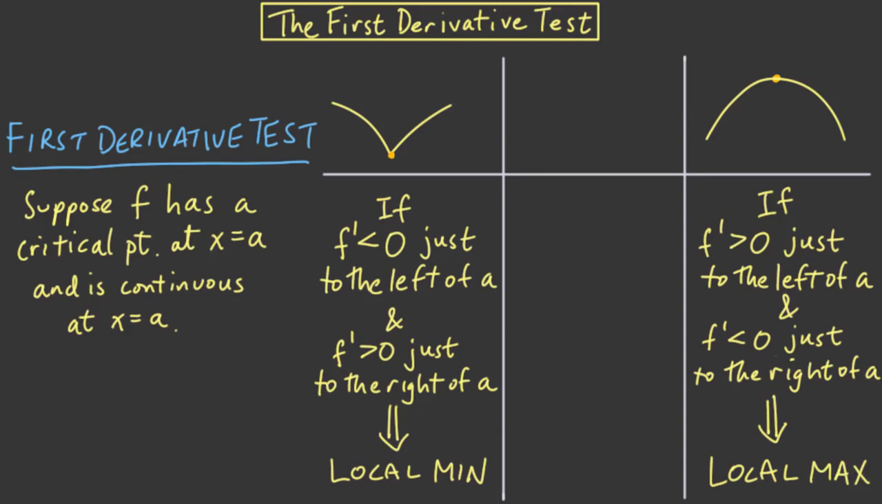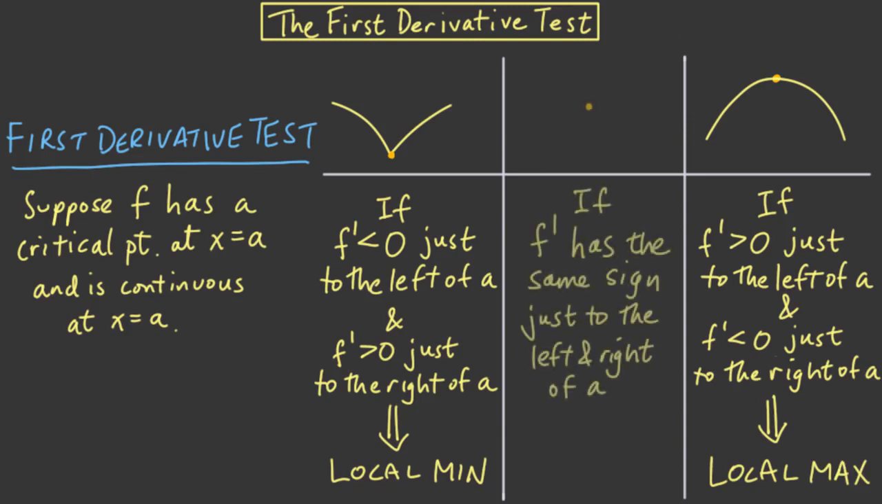Finally, what happens if f prime is the same sign just to the left and to the right of a? If f prime is positive just to the left, and then is positive again just to the right, then we have a critical point looking like this. And we'll get a similar thing if f prime is negative and then negative. I won't draw that. So in this case, we conclude that f has neither a local min nor a local max at x equals a.